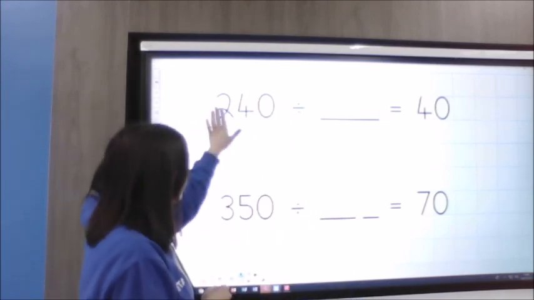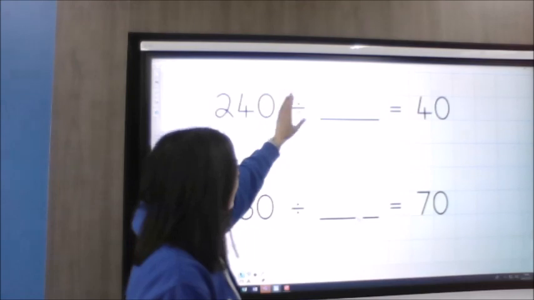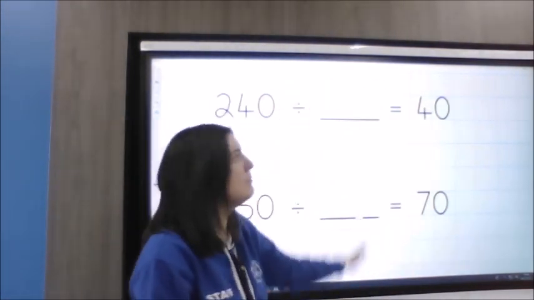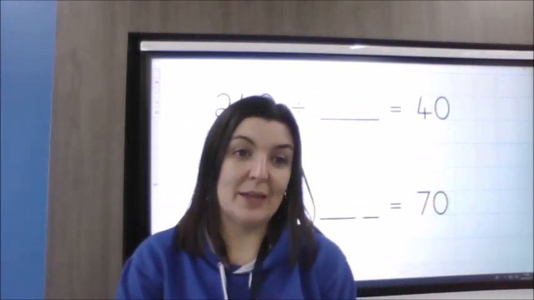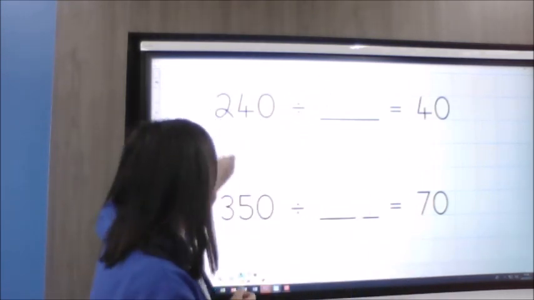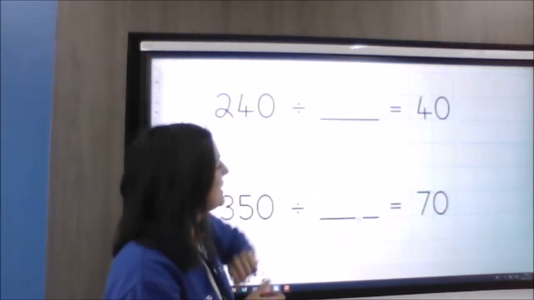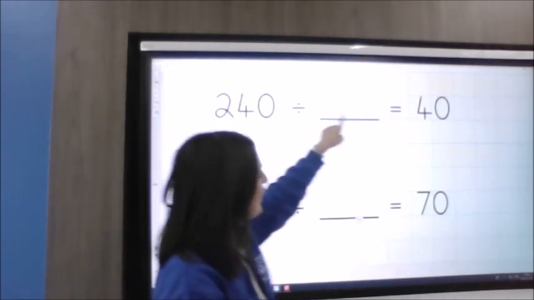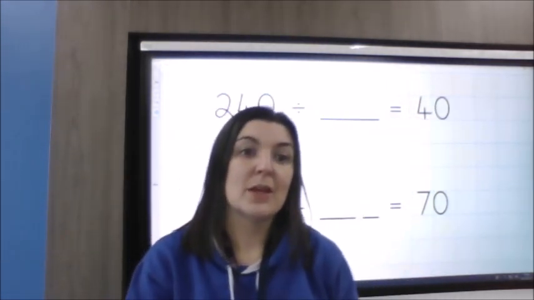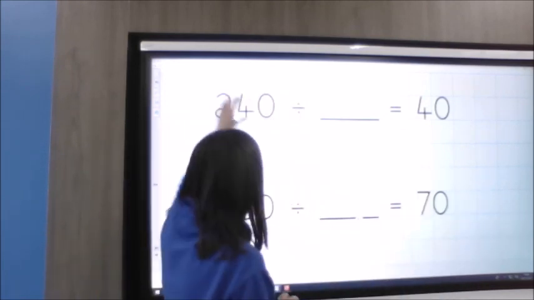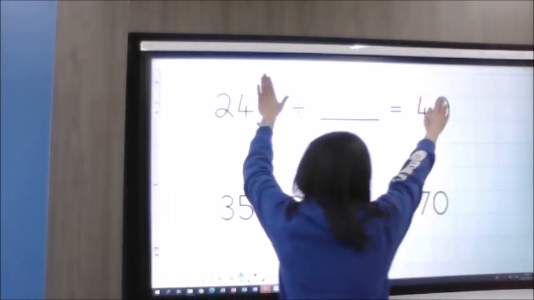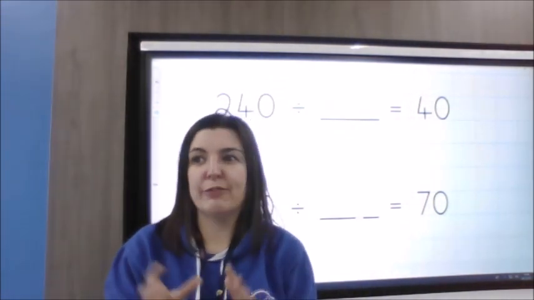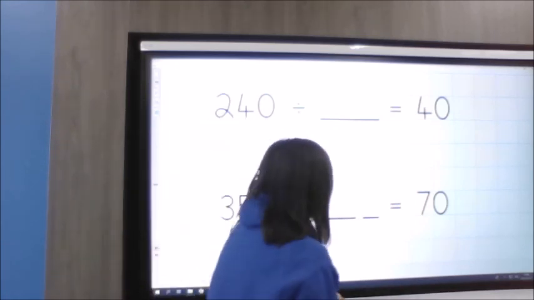So for this one, I've got 240 divided by something is 40. Now, if you've got a missing number in the middle, this is how you're going to do it. So I'm going to do 24 divided by 4. If you've got a missing number in the middle, you can knock the zeros off and do 24 divided by 4. So 24 divided by 4, I know using my times tables is 6.